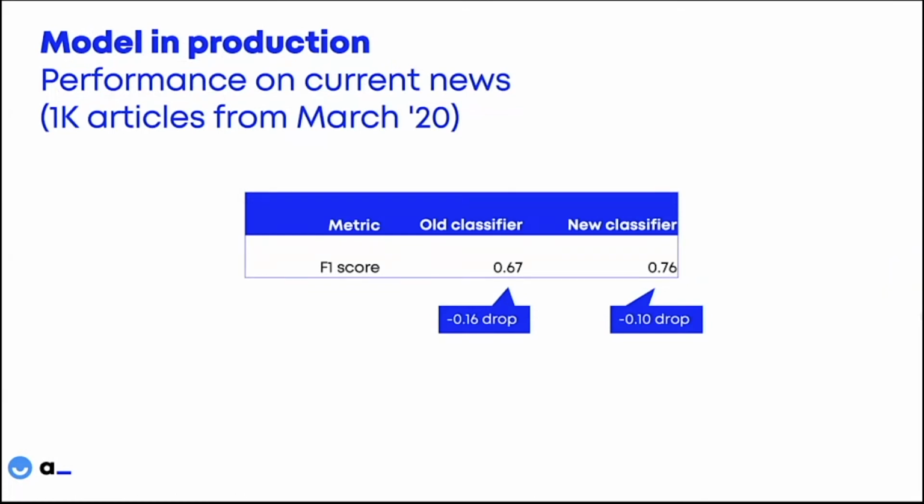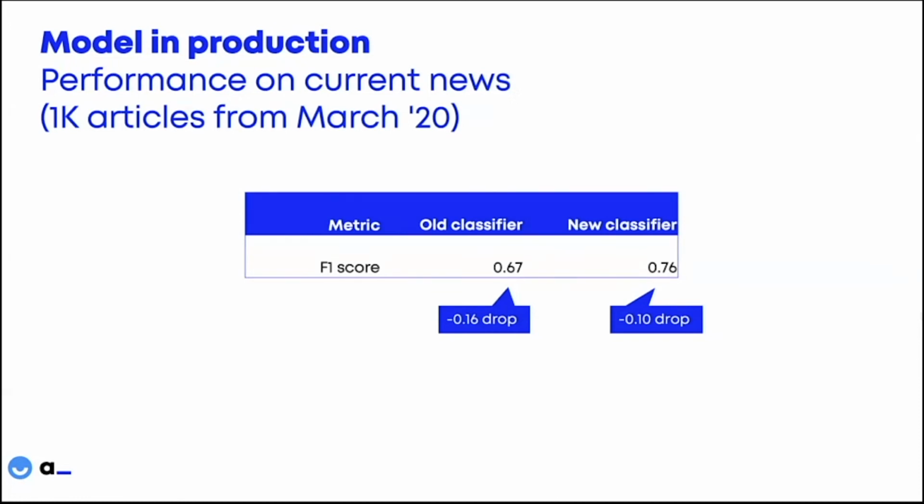Especially important for us was to see how this news classifier works with news from today. Gosha mentioned our training set was from 2016, so we really needed to try it out today. In this case, I'm showing results from news from March 20. This was a manual check by our news content specialists. They relabeled 1,000 articles, and there we could assess the quality.